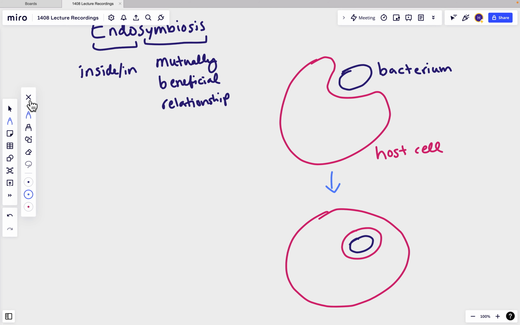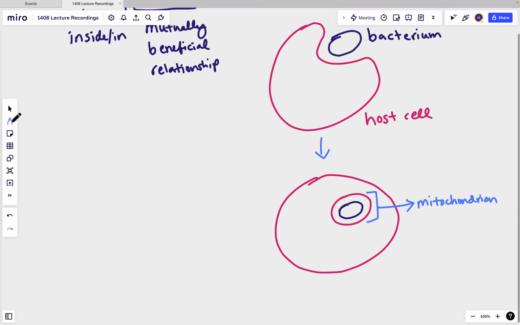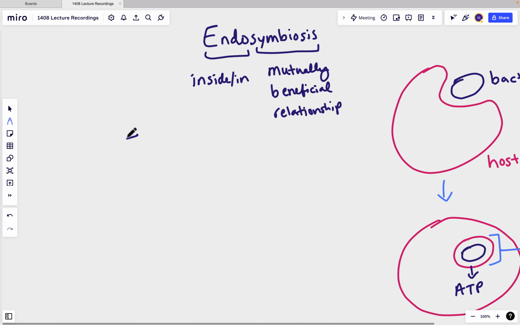And eventually, this entity, instead of getting digested in a couple cases of life, it was retained in the cell, a bit beneficial for the cell because it made ATP, and eventually turned into the mitochondrion. And that allowed the cell to make more ATP, and thus was advantageous. So that's the origins of the mitochondrion. And how do we know this? There's a lot of lines of evidence.